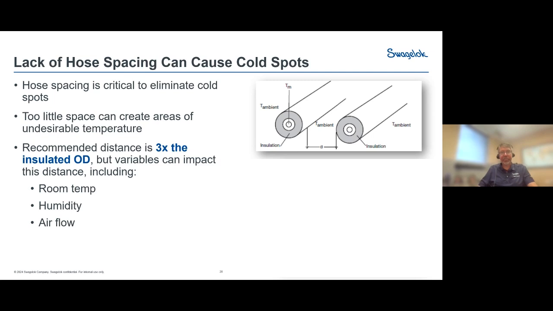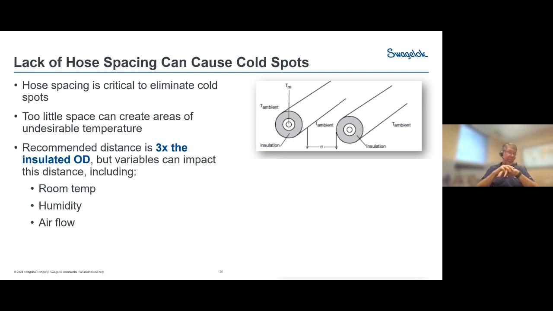So the first of those is the spacing. Again, it's critical to have this spacing so that you get new room temperature air to all surfaces of the hose. You see in the picture here that did not happen, and there's an ice ball between the hoses, so obviously there's condensation there. We have a rule of thumb, which is 3 times the OD is what we like to see. That allows air to get to all surfaces of the hose.